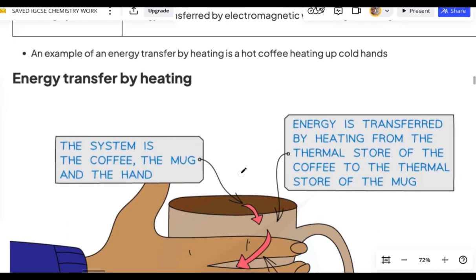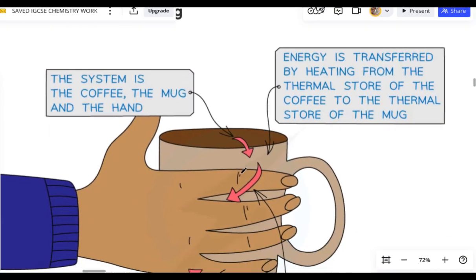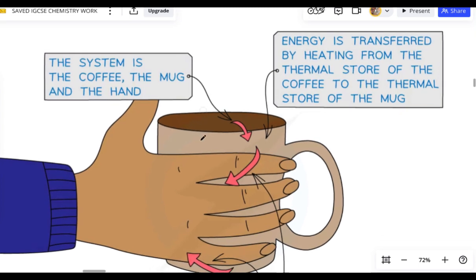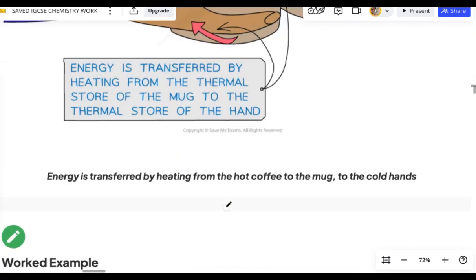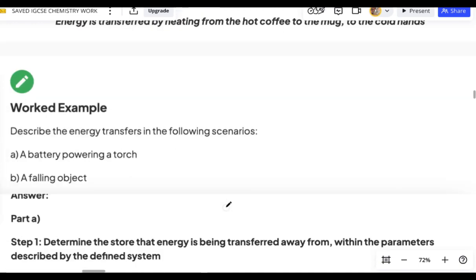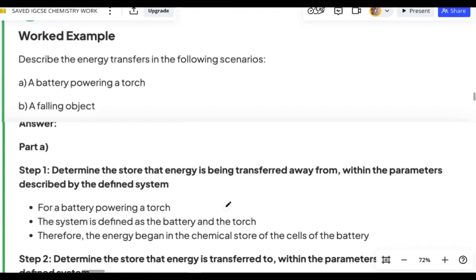We have what we call energy transfer by heating. If you have a hot tea or a hot coffee in this mug and you put your hand on the outside of the mug, energy from the thermal store of the coffee is first transferred to the thermal store of the cup, and then from the thermal store of the cup, the energy is transferred to the thermal store of the hand. So that's how energy is transferred by heating. Is that okay? Now let's take a look at this question.